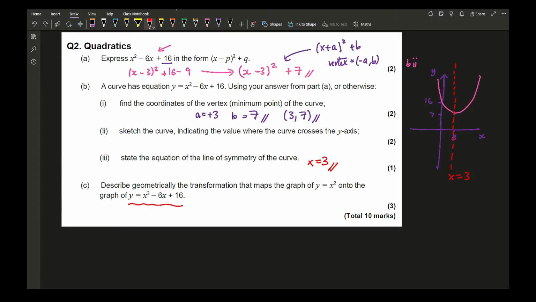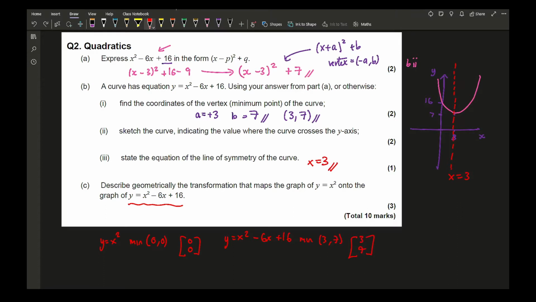Now with this, it is graph transformations, but because it's looking at quadratics, all I need to do is compare the minimum points of both these two graphs. So on y equals x squared, the minimum point is at 0, 0, which if I wrote that as a column vector, would be (0, 0). And on y equals x squared minus 6x plus 16, the minimum point is at 3, 7. Write that as a column vector (3, 7).